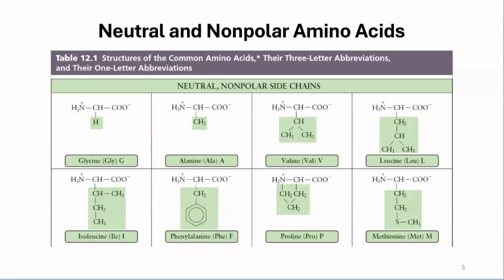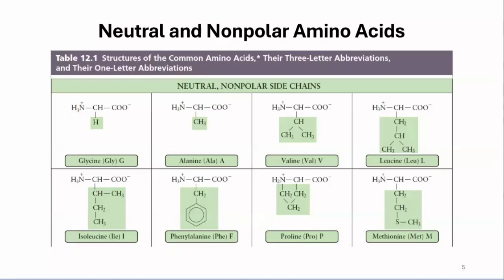You can see that glycine, whose three-letter code is GLY and one-letter code is G, has a side chain of a hydrogen. Then, as we look at the other amino acids, alanine, valine, leucine, isoleucine, phenylalanine, and proline, we can observe that the side chains, meaning the groups highlighted in green, are specifically different forms of hydrocarbons.